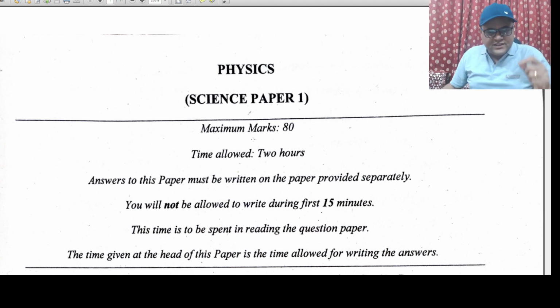In today's short session, I'll be discussing the Physics Class 10th board paper. We'll be starting with the MCQ section, and by evening or maybe tomorrow morning we'll be coming up with the solutions for the theory questions as well. So now, without wasting any time, let's get going.